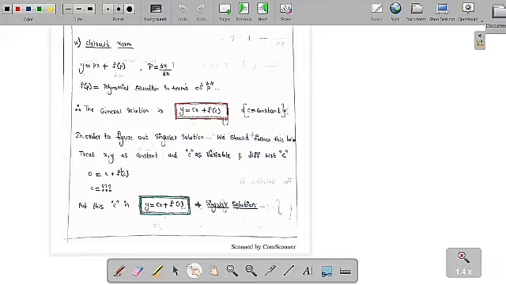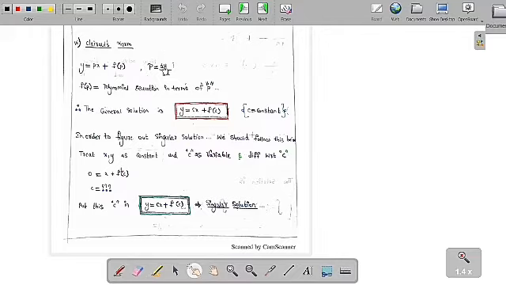If you want to know the singular solution of the general solution, then we treat x and y as constants and do the partial differentiation with respect to c. So 0 is equal to x plus f dash of c. Now we get the value of c. Substitute this c in the equation, and finally you get the singular solution. So if you see any equation in the format y is equal to px plus f of p, this is called Clairaut's form.